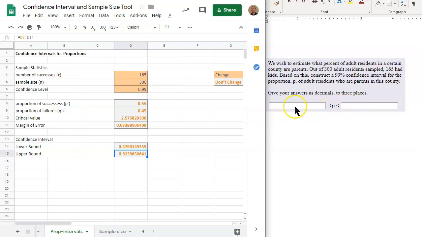So anyways, you will put that in decimal form, 0.476 and 0.624 in the blanks here for the lower and upper bound. And so that is how you use the proportion interval to estimate the population proportion with a confidence interval.